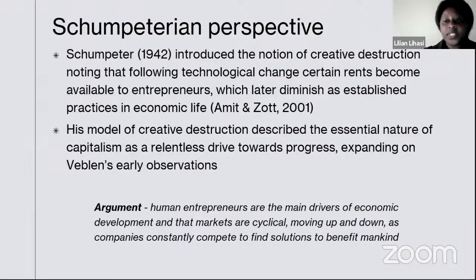He introduced the notion of creative destruction, noting that following technological change, certain rents are available to entrepreneurs. His model of creative destruction described the essential nature of capitalism as a relentless drive towards progress, expanding on Veblen's early observation. Despite their differences, they also worked together to build on the evolutionary economic theory. His main argument was that human entrepreneurs are the main drivers of economic development, and markets are just cyclic, moving up and down. And as companies consistently compete, they find solutions that benefit the market. And as they compete, innovation is created, and there is change.